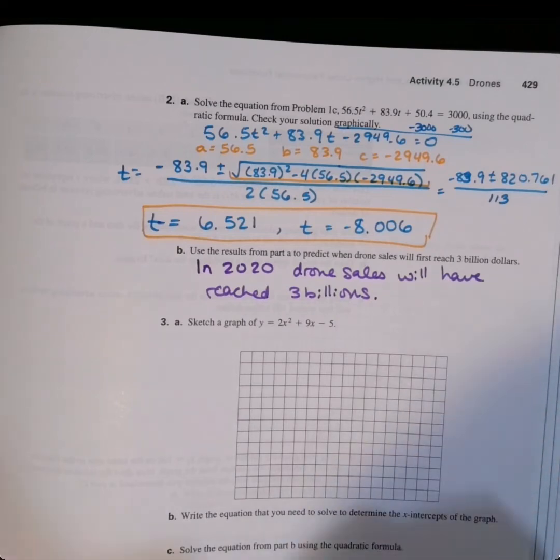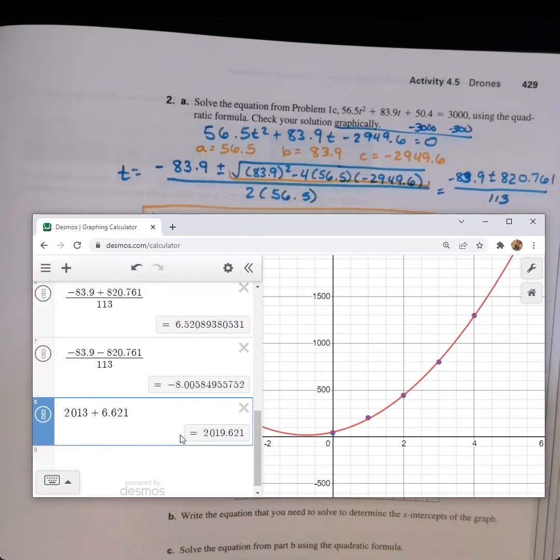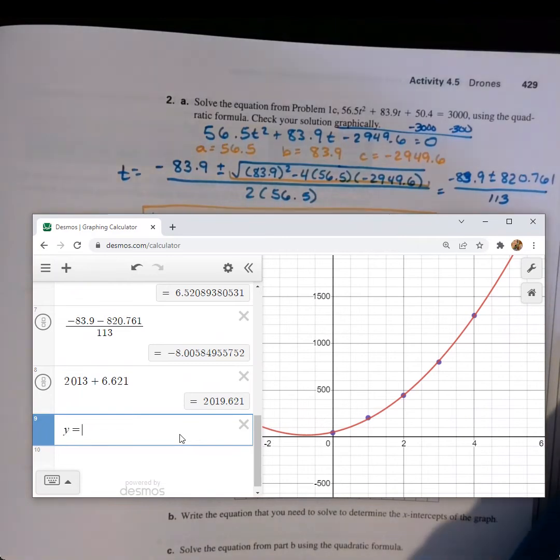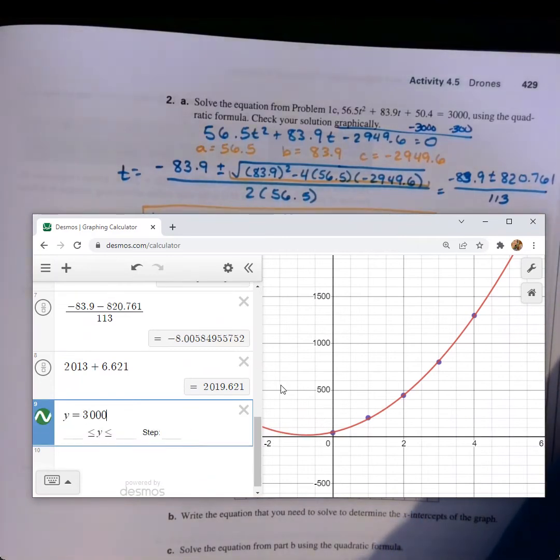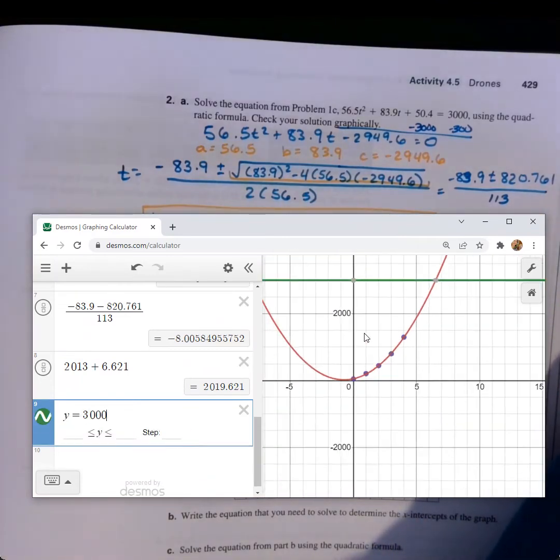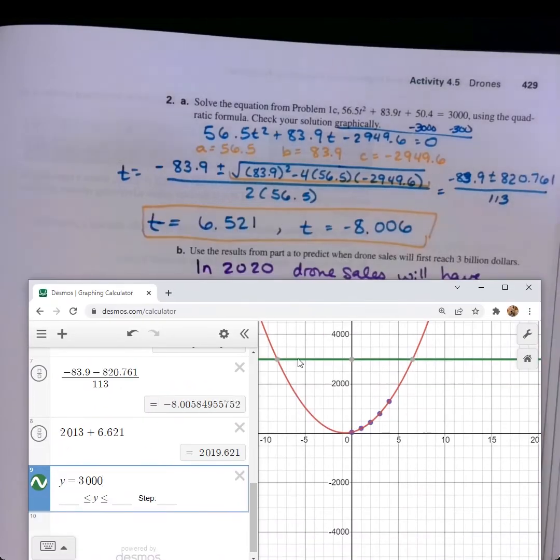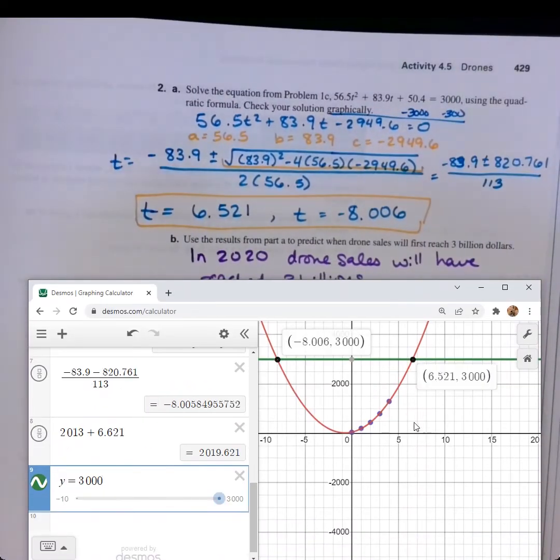All right, now it would like us to check this graphically. So graphically, my original function's up here. I want to graph 3,000, and I should see that negative 8.006 and 6.521 are the two solutions. So I got those to match my graph, so it looks great.